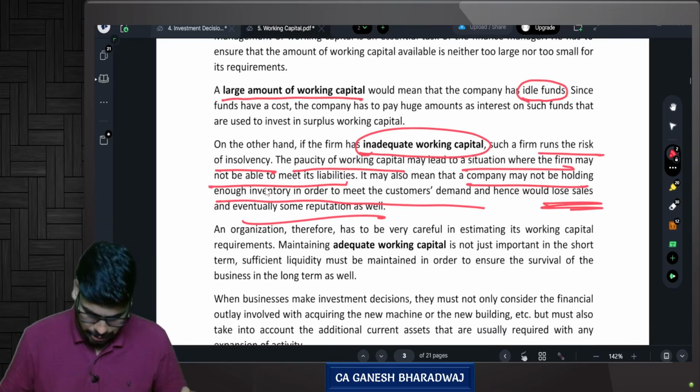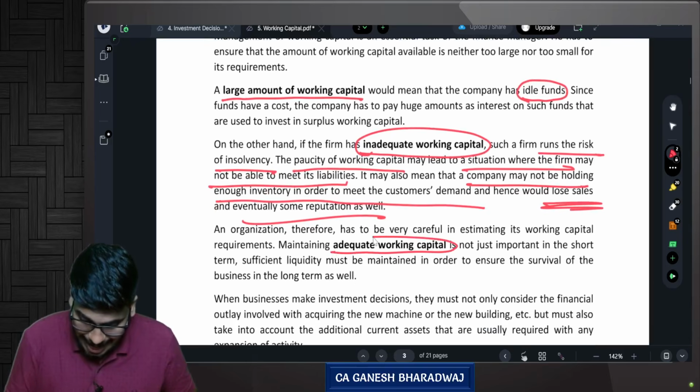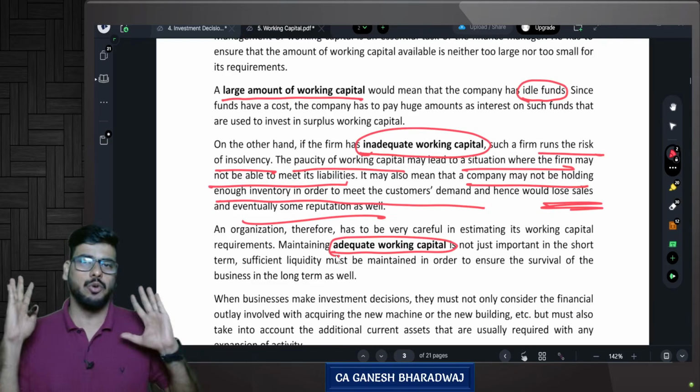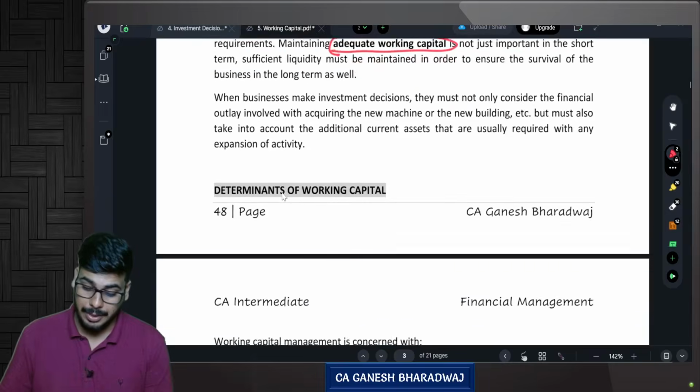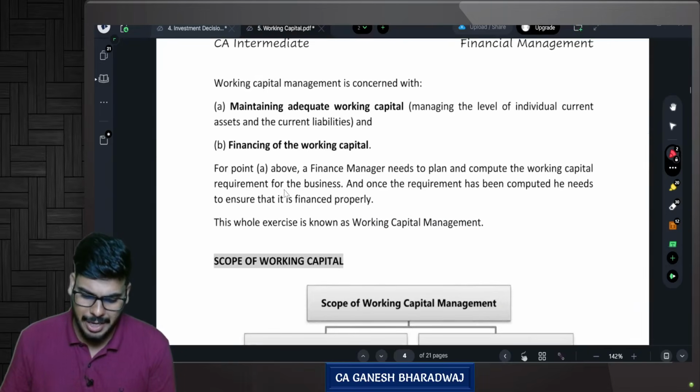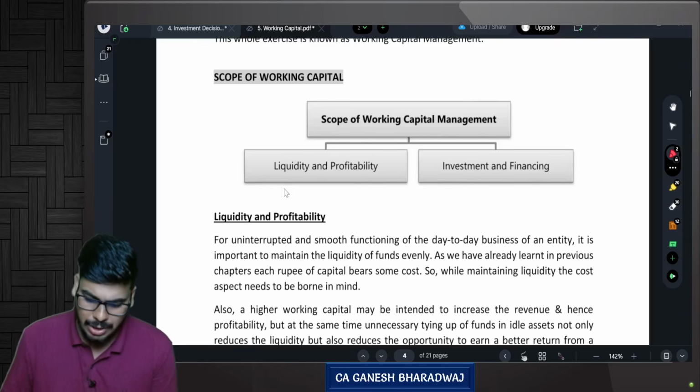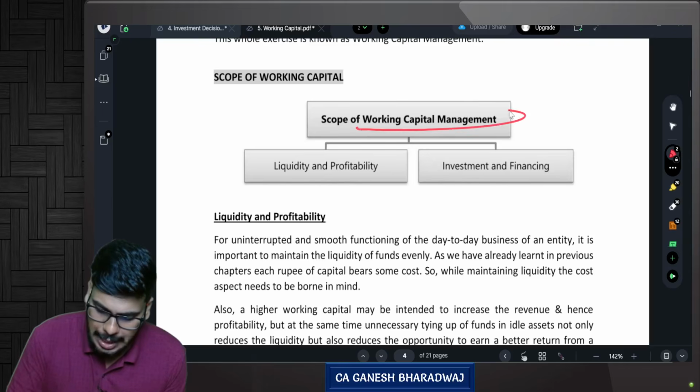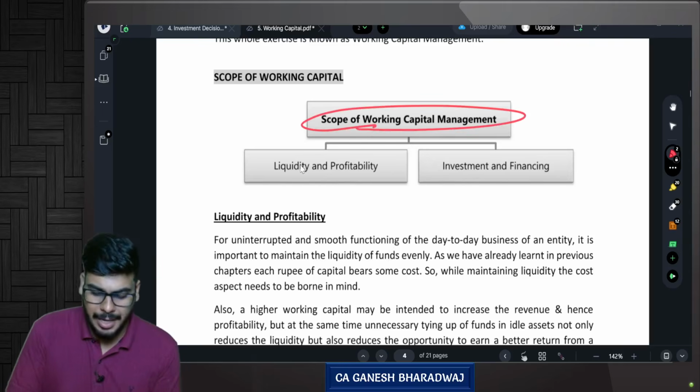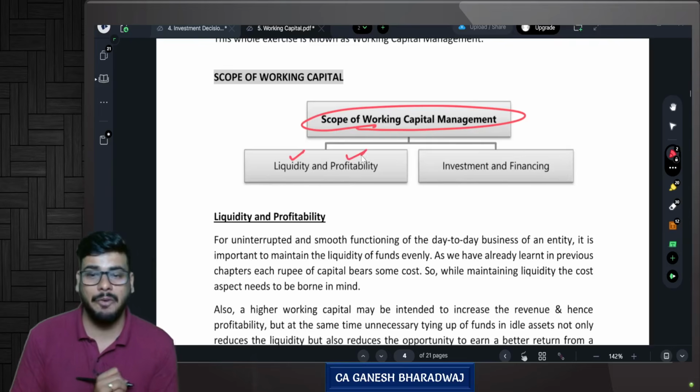So what is the most important thing here? You need to maintain adequate, means what? The right amount of working capital. Are you clear with this? Now, determination of working capital. Yes. So this is what it is. Now, look at this. In the scope of working capital management, now we will be reading something about liquidity and profitability.